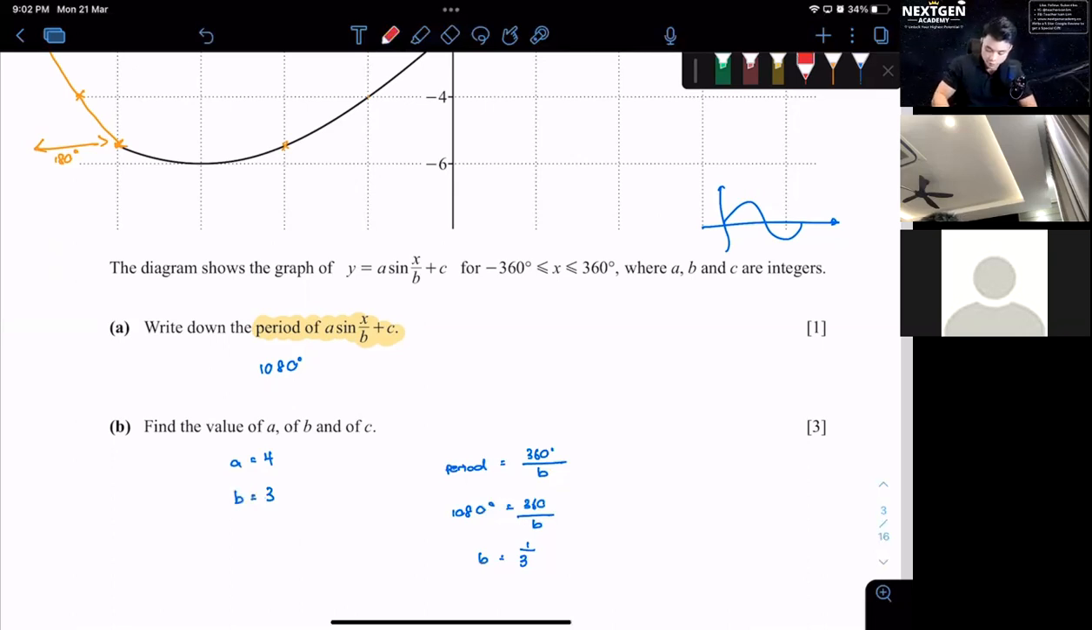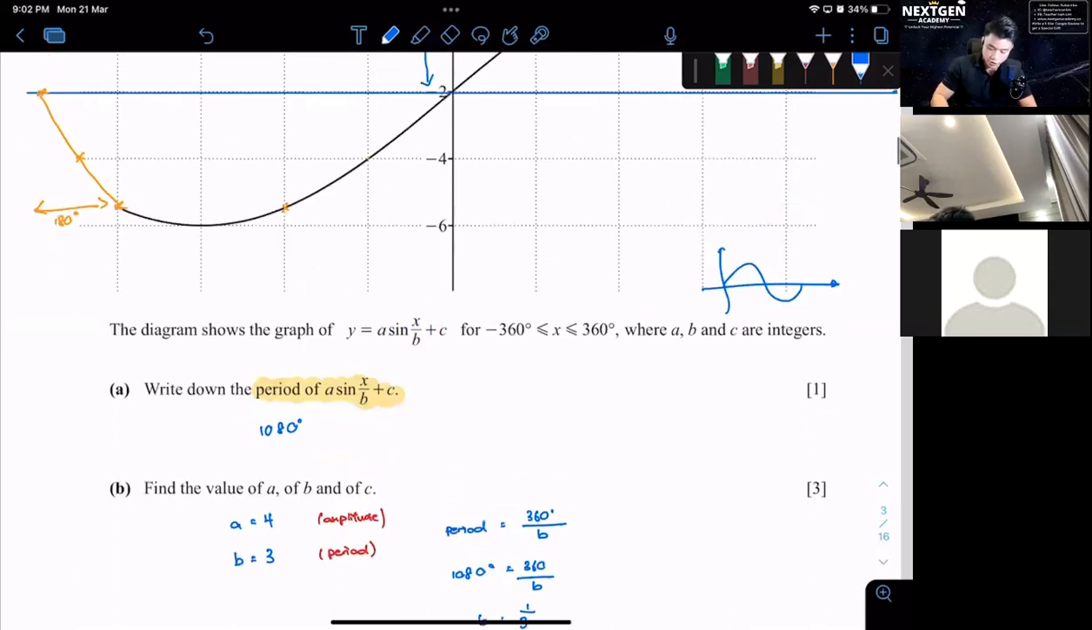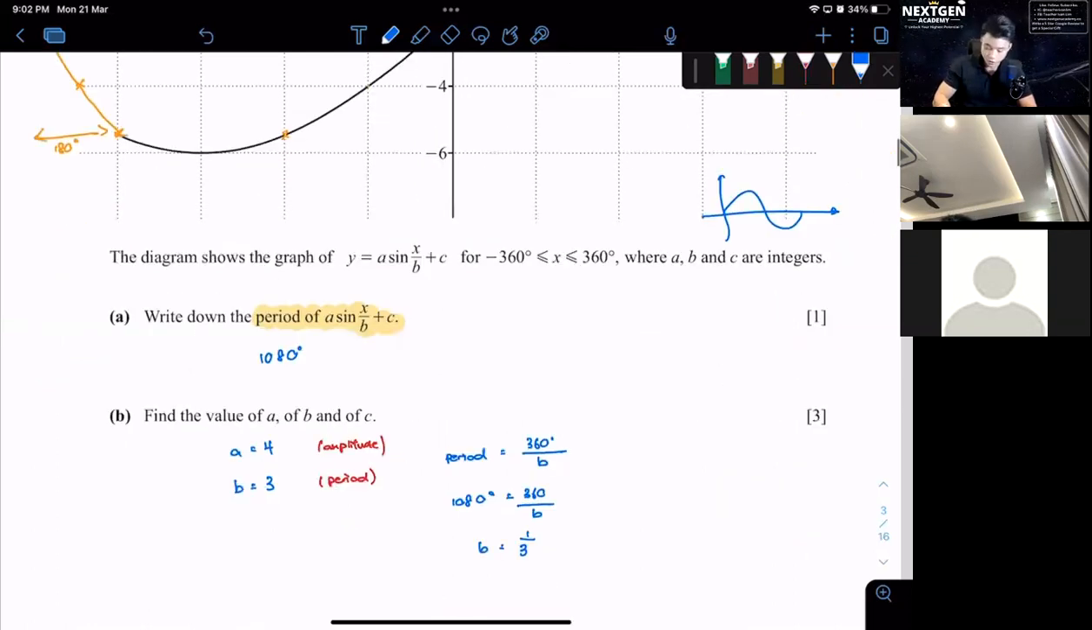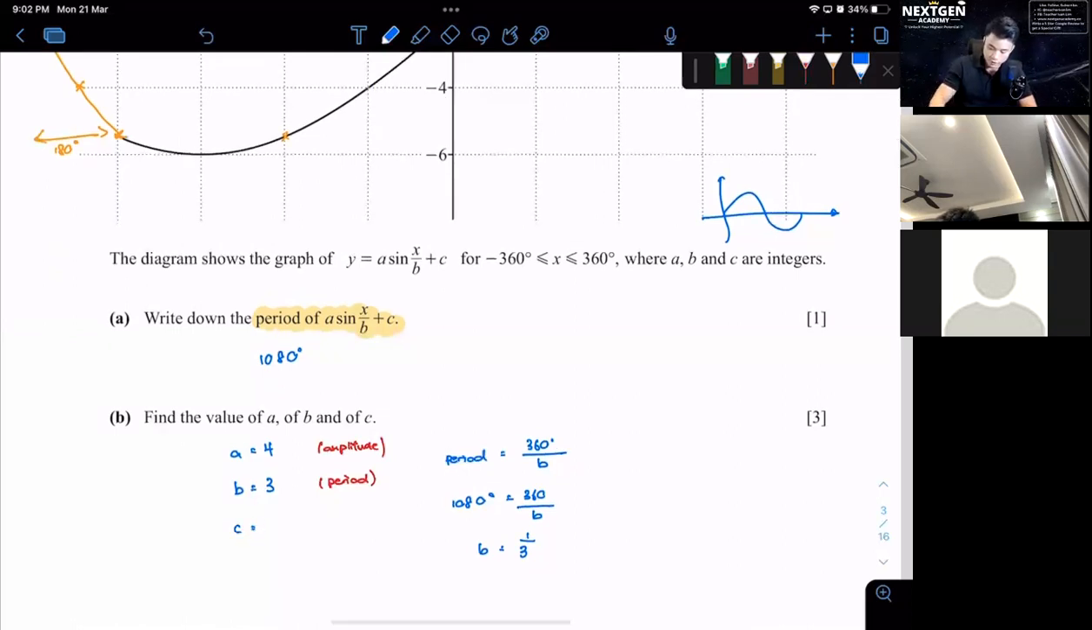So for A you use your amplitude, for B the period. And then C will be the vertical translation. How much did it shift? Your midpoint, you see the blue line that I drew there? Original is from 0, so it shifted down by 2. So C will be negative 2, and this is referring to your vertical translation. Okay?